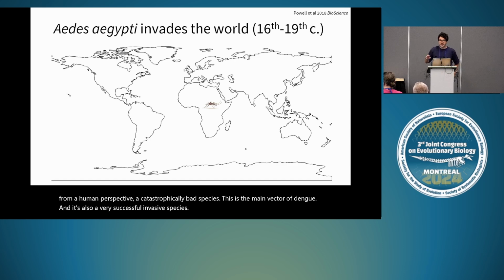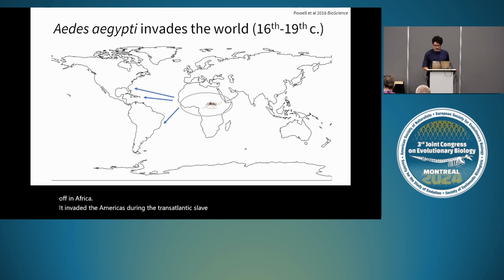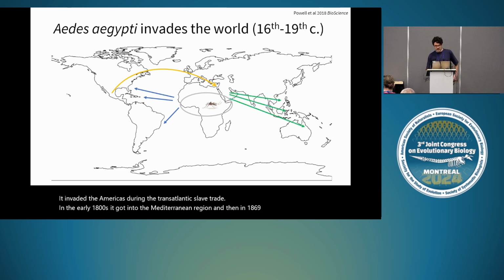So what we know from the last 500 years of its invasion history is something like this. It starts off in Africa. It invaded the Americas during the transatlantic slave trade. In the early 1800s, it got into the Mediterranean region. And then in 1869, the Suez Canal opened up, and from there it invaded the Indo-Pacific region.